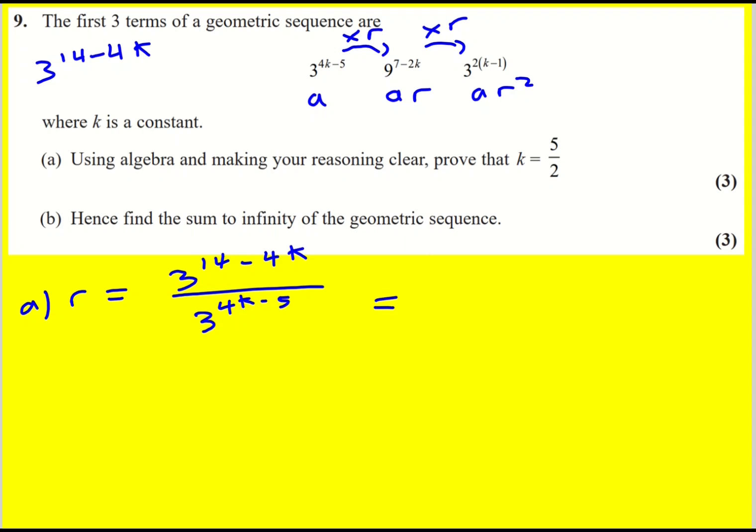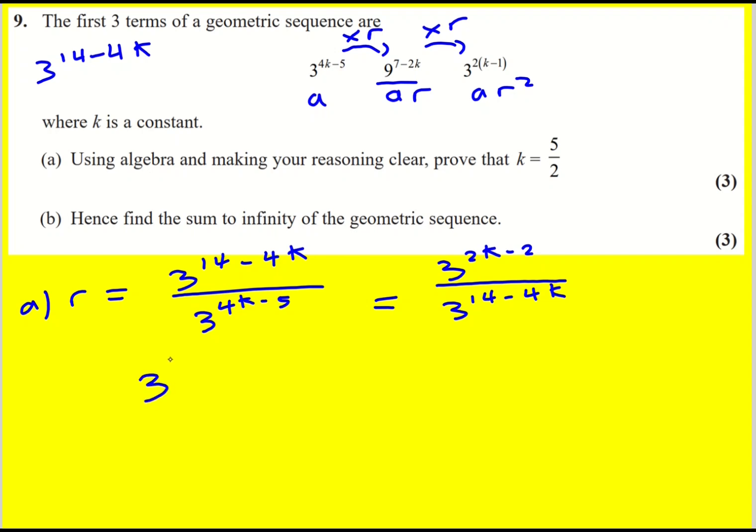But I can also get R by doing the third term divided by the second term. So then that will give me 3 to the 2k minus 2, I've expanded that bracket, over 3 to the 14 minus 4k. Again, I've used the other form that I've just written for the second term. Now you could deal with some division by subtracting the powers, but I feel like it's going to be easier if we just cross multiply.